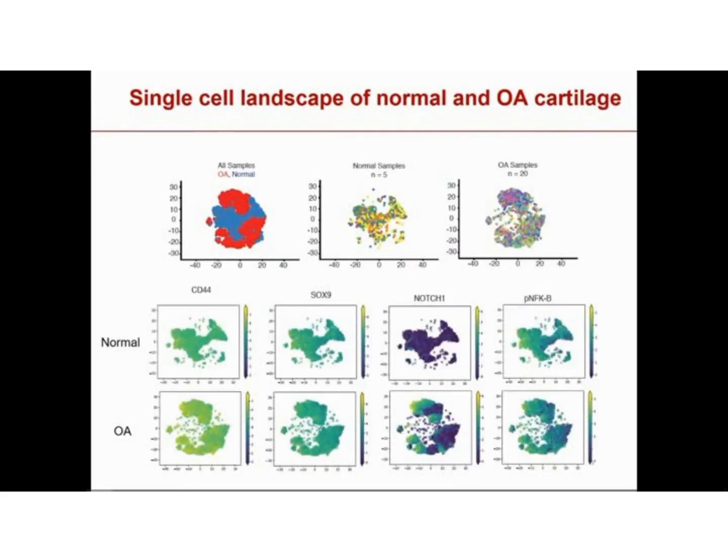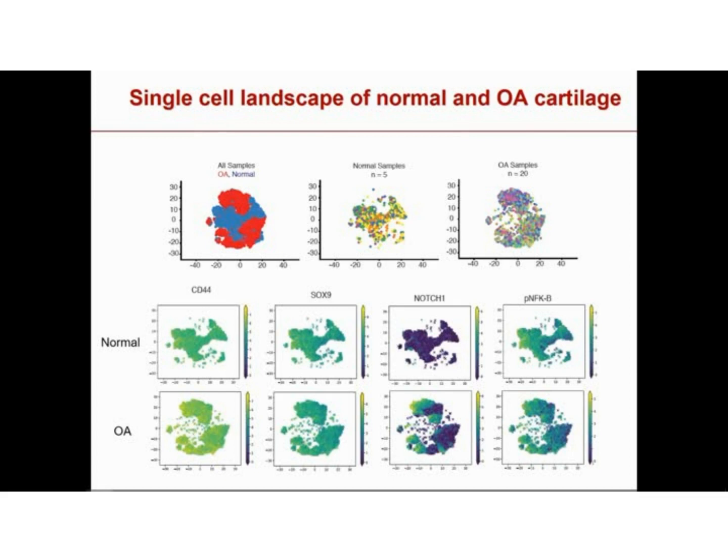So when we do a t-SNE representation of our data, you can see clearly here that the OA samples and the normal samples actually have a very different spatial distribution. All the averaged OA samples are in red here, and the normal samples are in blue here. And you can see that they are quite distinct because they occupy very different space.